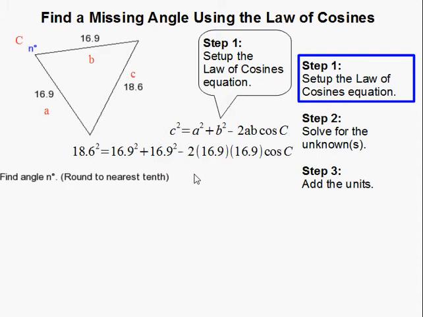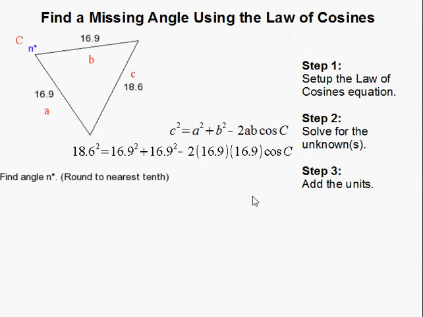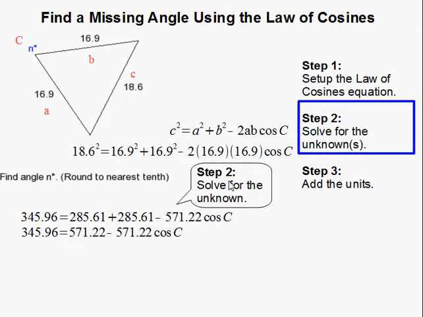Okay, so now I just substitute. Remember c squared here, so that's this value. So 18.6 squared. A and b are both the same values, 16.9 squared. Then 2 times AB, 16.9. And then angle C. That's what we're looking for here. Okay? Alright, so once you substitute all your values, then you can solve for the unknown values.